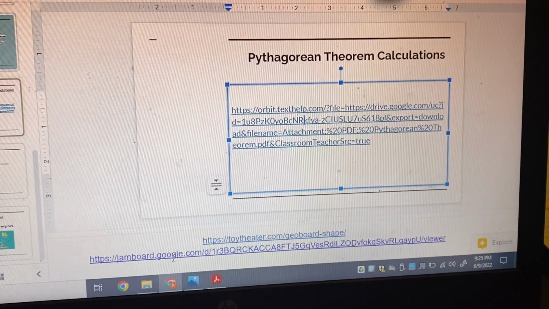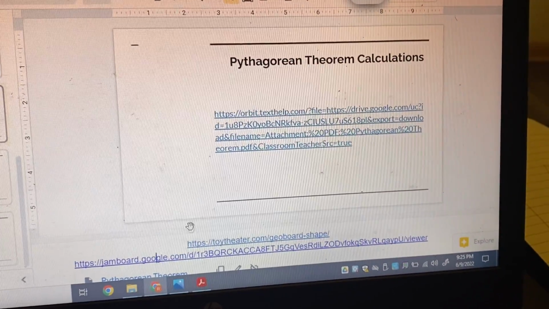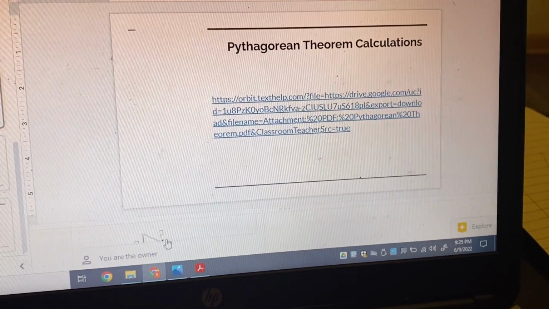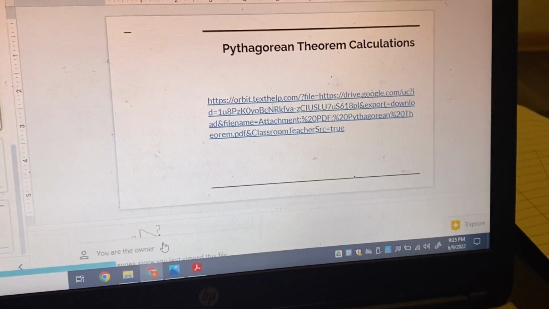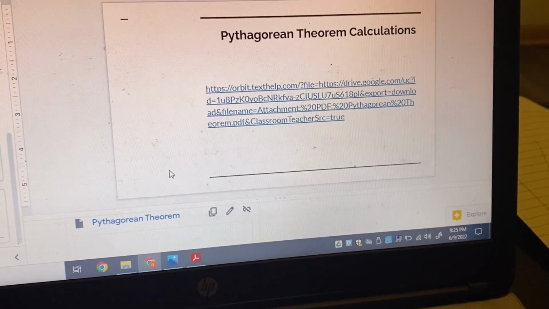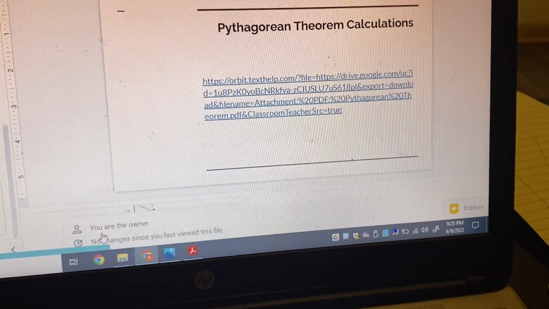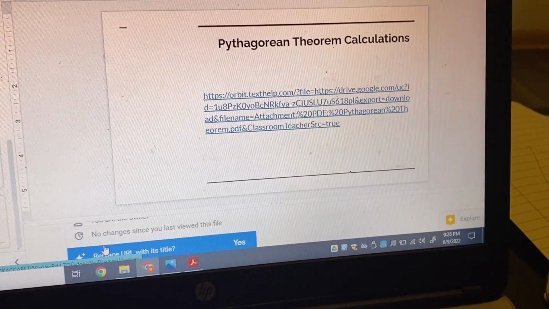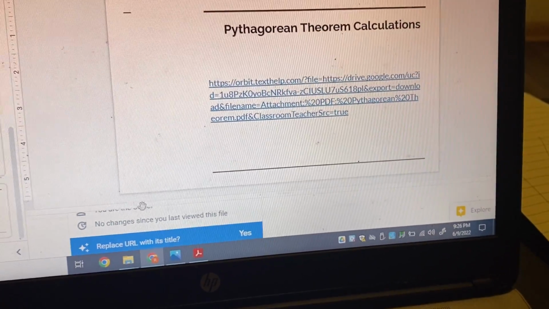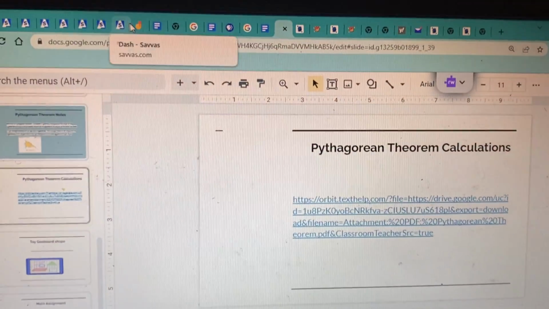I also have a Jamboard for those, so you can actually go to the Jamboard. Let me see if it's going to open. You can actually go to the Jamboard, and you can use the Post-it notes. Let's see if it's going to open up. It's not opening up.